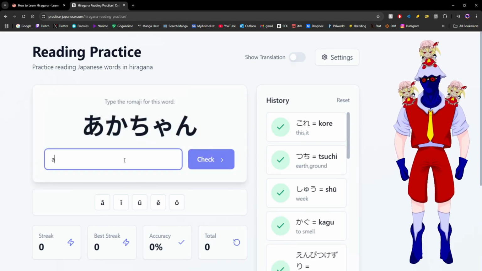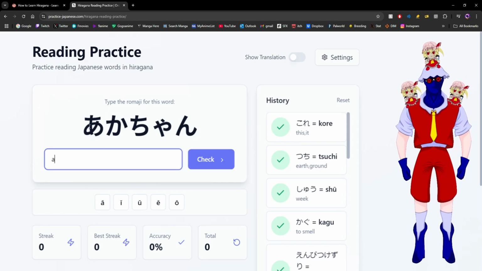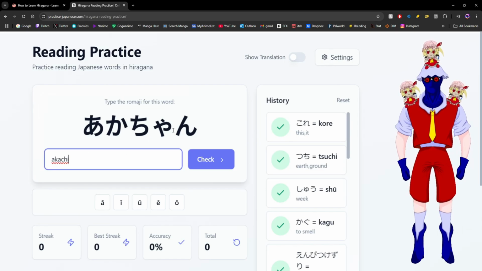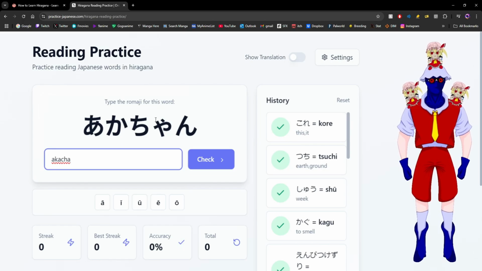This it. Ah is Ah. You're just supposed to look, there's a small A in here. That's Ah. When it has a circle and a little line here, that's O. So Aka, Chi, but this is not a Chi. This is a Cha. Because there's a Ya here, a small one.